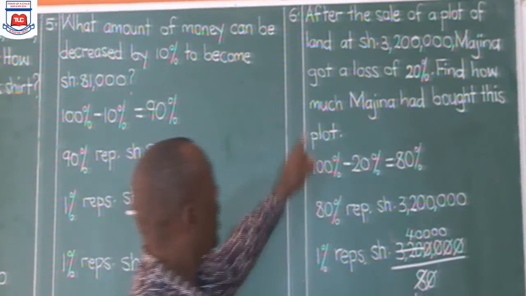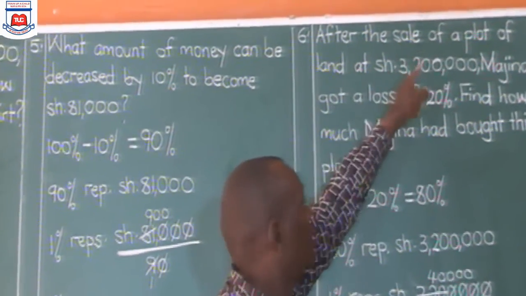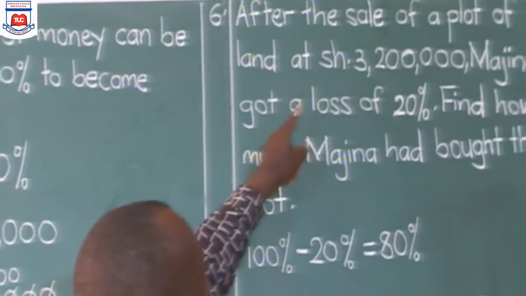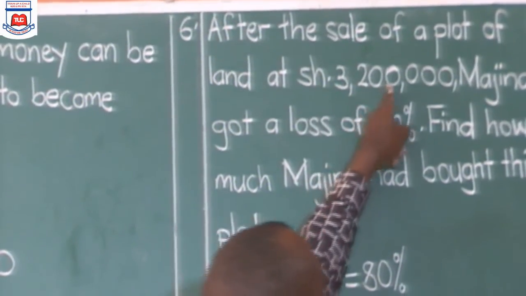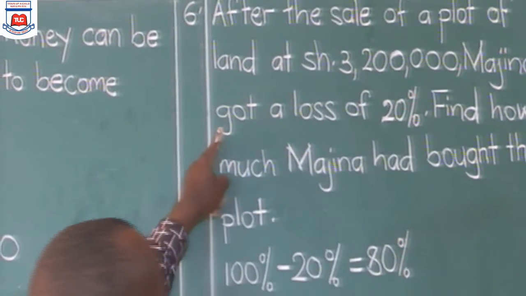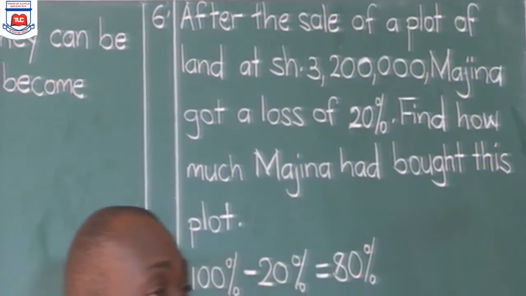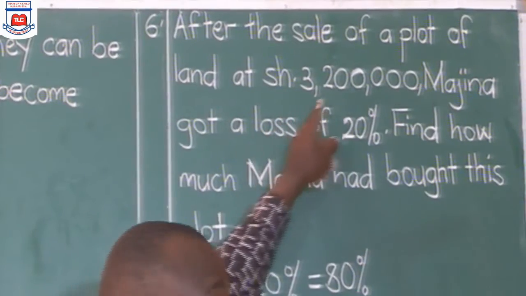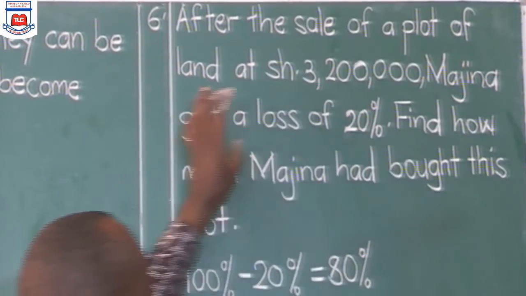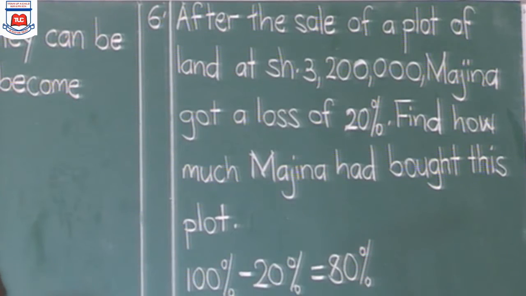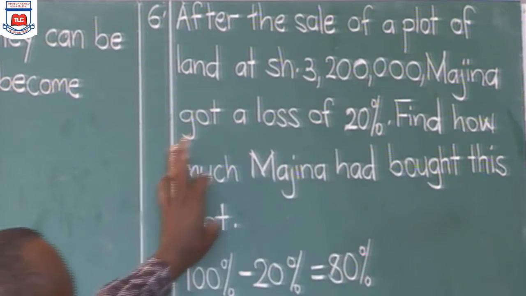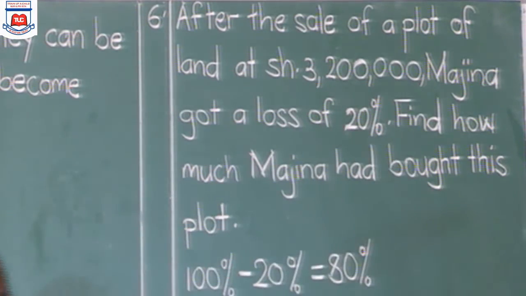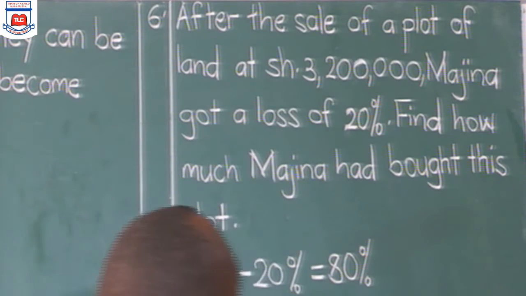Number 6 reads, after the sale of a plot of land at 3,200,000 shillings, Magina got a loss of 20%. I read again. After the sale of a plot of land at 3,200,000 shillings, Magina got a loss of 20%. The question is, find how much Magina had bought this plot of land.